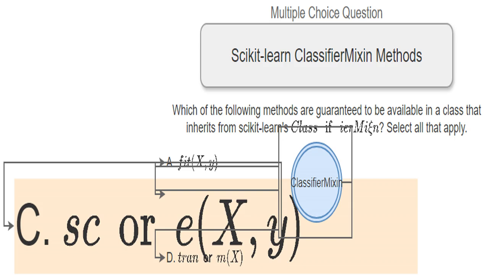The score(x, y) method assesses how well the classifier performs. I feed it data and their labels, and it gives me a score. While very useful, it's not always part of the basic blueprint. It's like a bonus feature, not a fundamental tool.